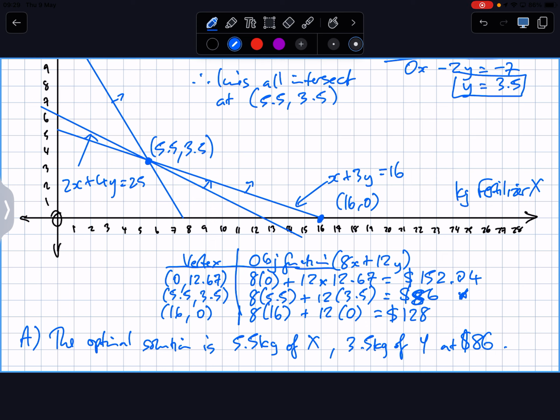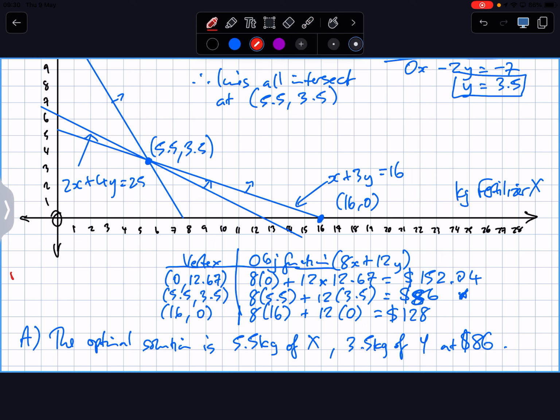Okay, we can answer B now. Which of these vertices is only using fertilizer X? Is it this one here, or is it the top one? The bottom one is fertilizer X only. And how much did that cost? Good. Fertilizer Y, if I use 12 2/3 of a kilo, how much is that costing? 152. I probably wouldn't choose that. It's too expensive, okay? So I'll do the answer to B here.